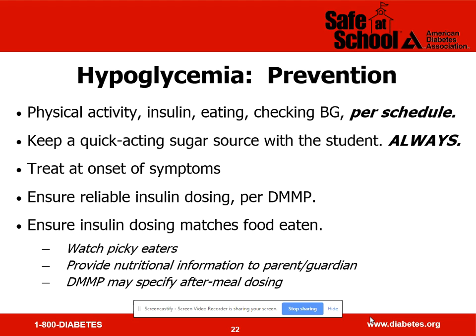Hypoglycemia has preventative steps: physical activity, insulin, eating, checking blood glucose per the schedule. Keep a quick-acting sugar source with the student always. Treat any onset of symptoms, ensure reliable insulin dosing per the plan, and ensure that it matches the food eaten. Watch picky eaters and provide nutritional information to parent and guardian, as there may be after-meal dosing prescribed by the plan.